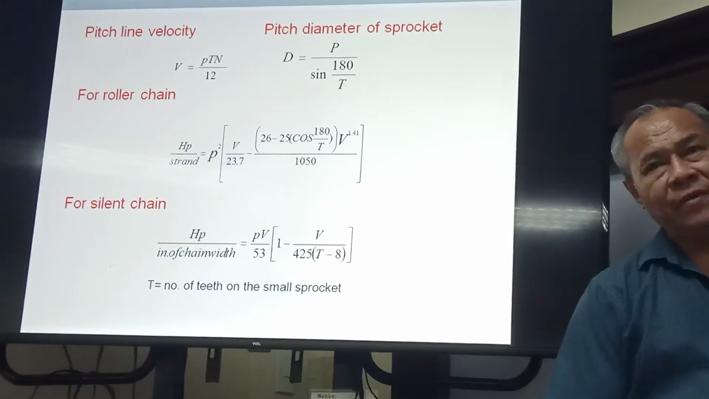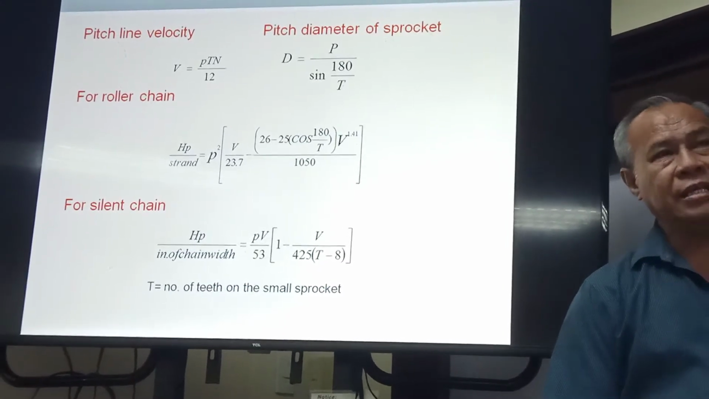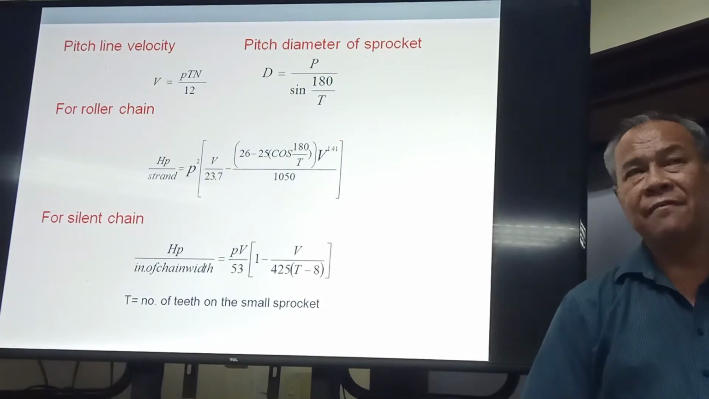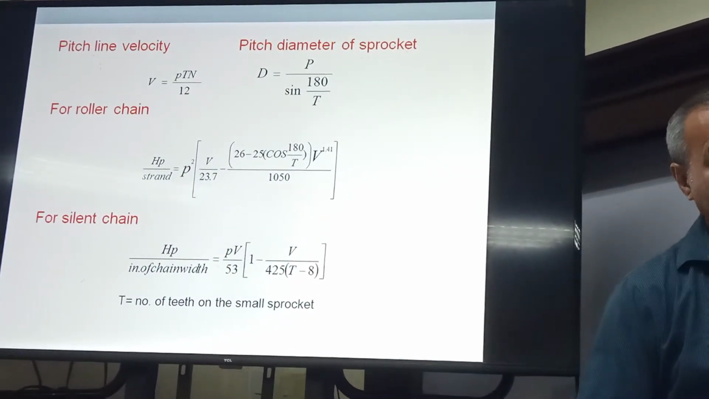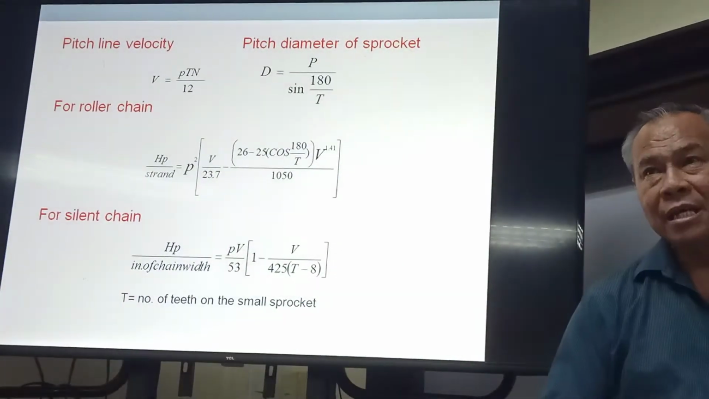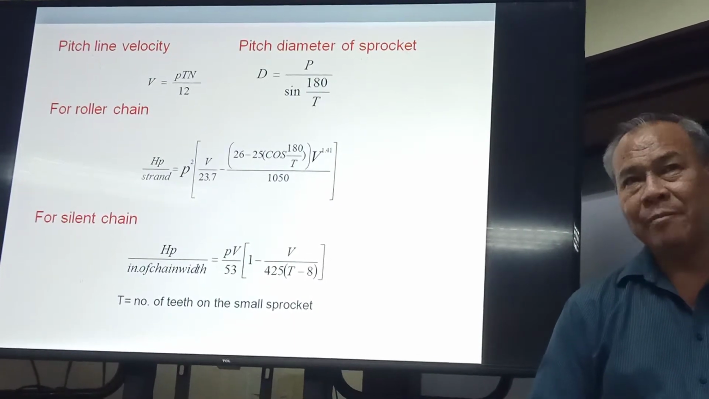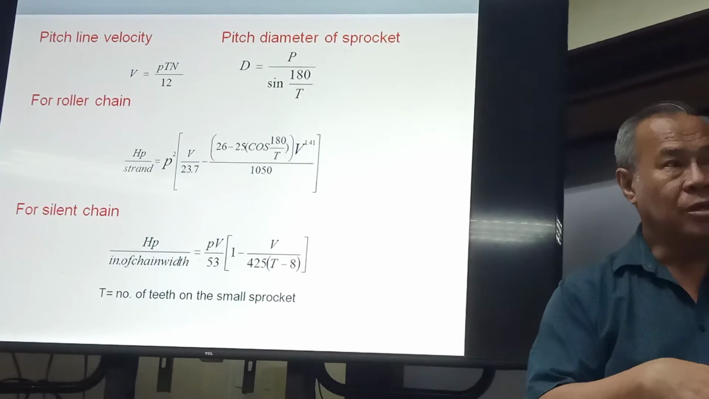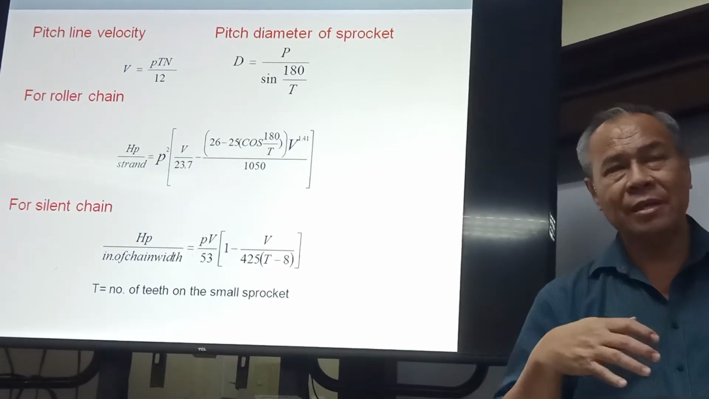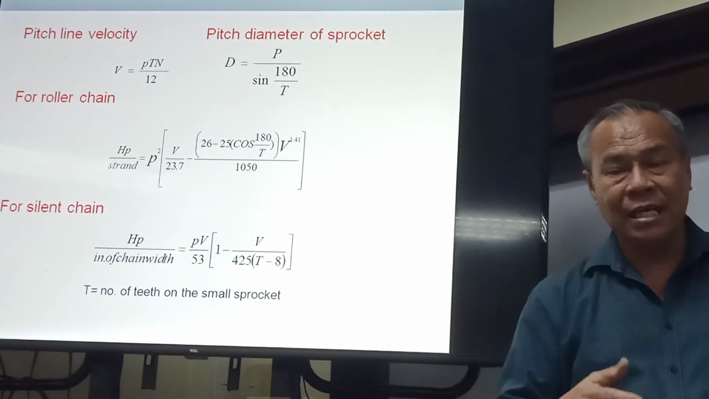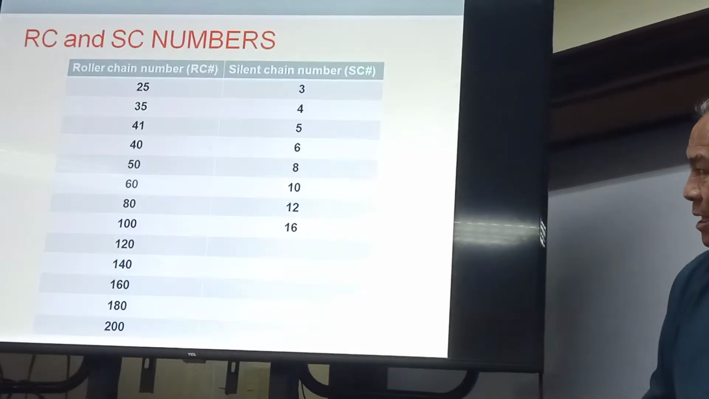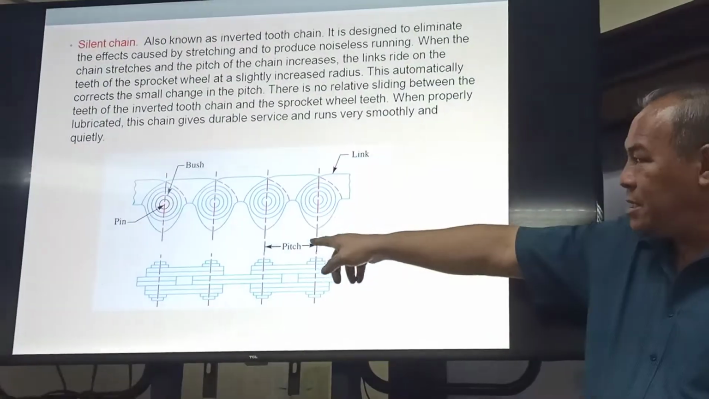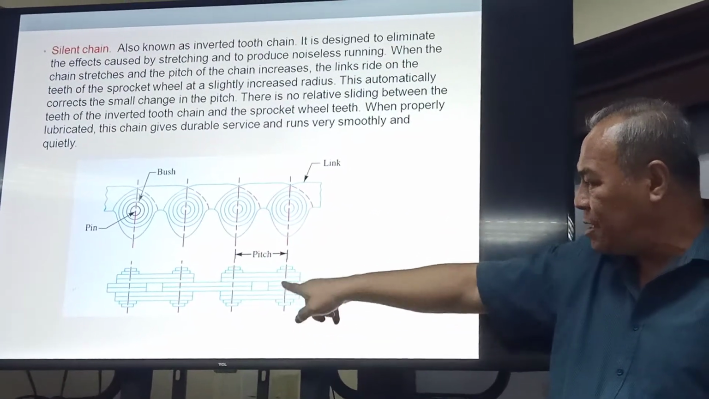Dalawang klase lang. If you are using a roller chain, you determine the number of chains, ilang chain ang gagamitin natin. But if you are using now a silent chain, it is not the number, it is the width of chain. Okay? Pag sinabi natin silent chain, ang hinahanap natin, gaano kalapad yung width ng chain natin. Pag ginagamit natin ang roller chain, ilang chain ang gagamitin natin. Bakit ganun ang condition? Because of this form, yung form of the chain.